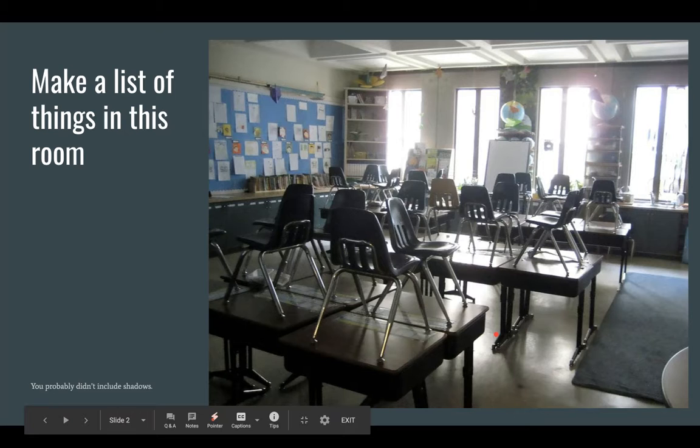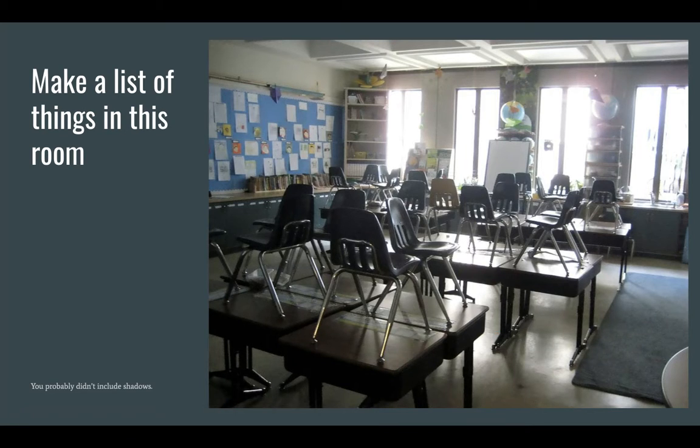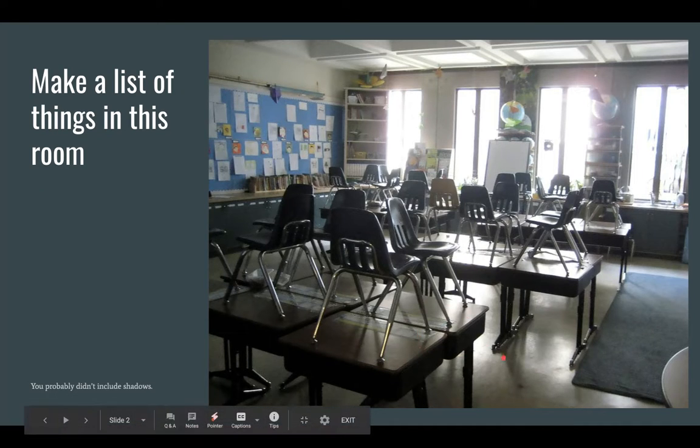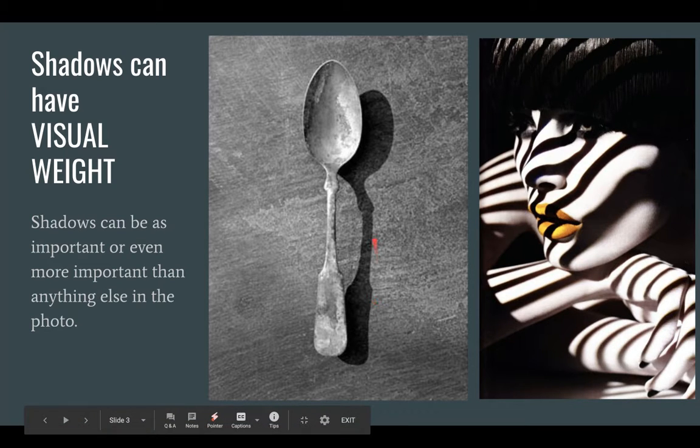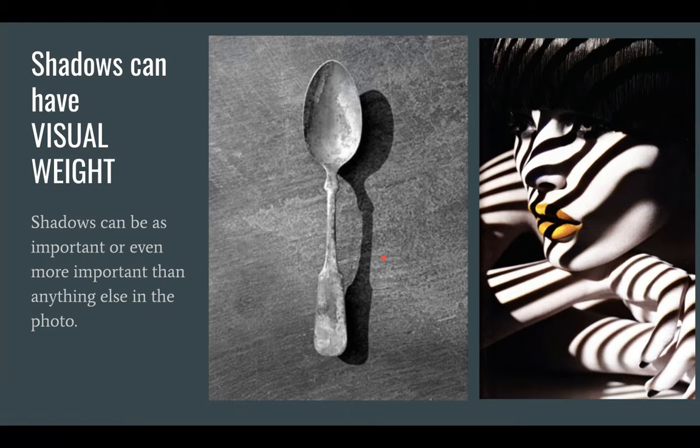We generally, when we think of objects, think of the actual objects themselves, and we don't think of shadows or beams of light or reflections of light as actual objects. However, in a photograph, shadows can have visual weight. They can become an object and be just as important as any other object. They can give us more information about what's going on.